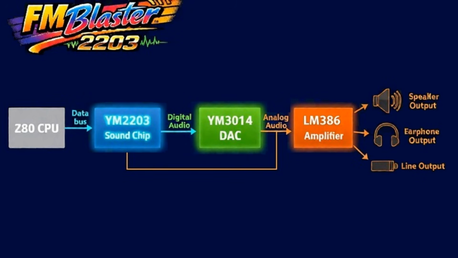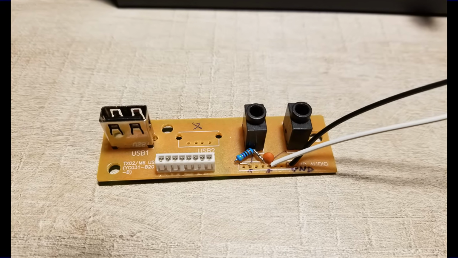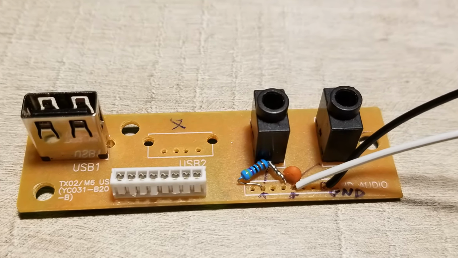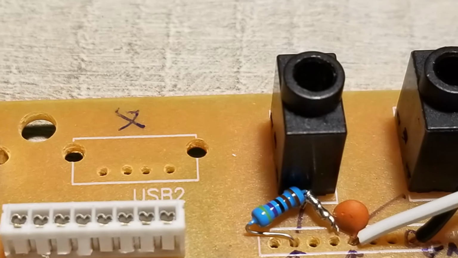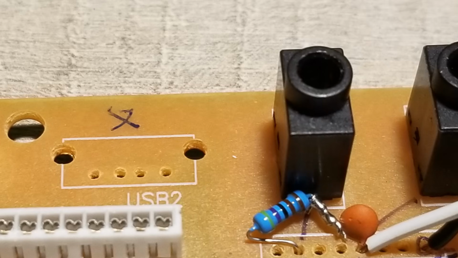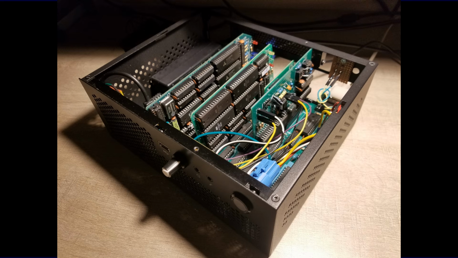I designed three separate audio outputs: a direct speaker output, a line level output, and a headphone output. To protect your ears, the headphone output includes a 4.7 kΩ resistor and a 47 nanofarad capacitor in series, reducing the signal level. I also added a front panel potentiometer to control the master volume.